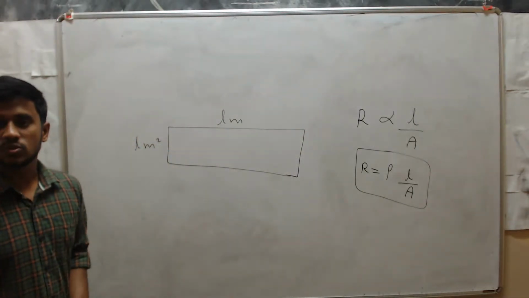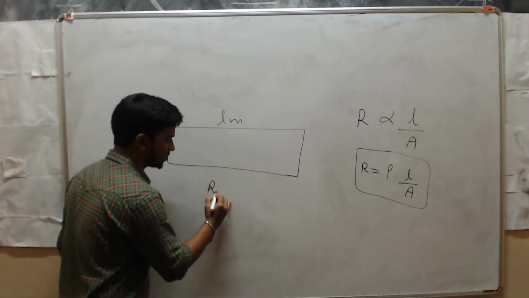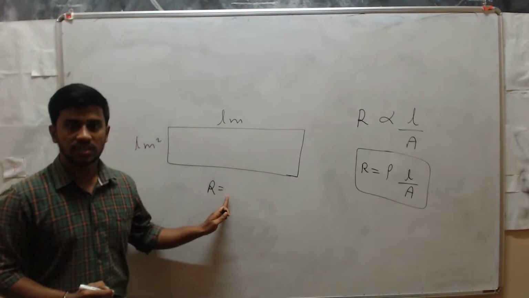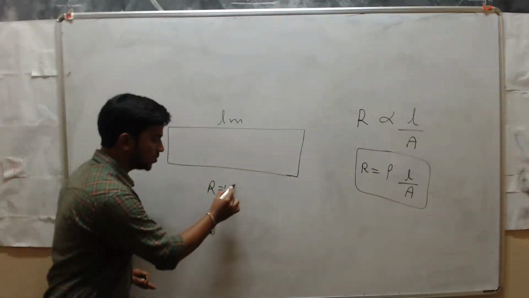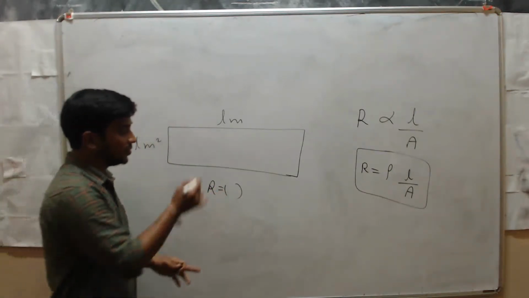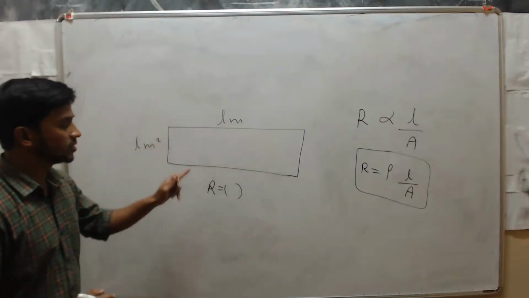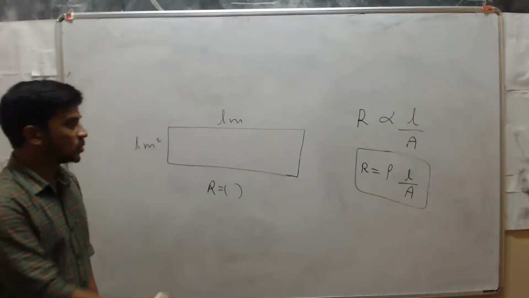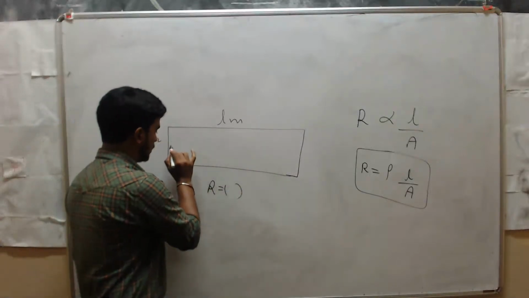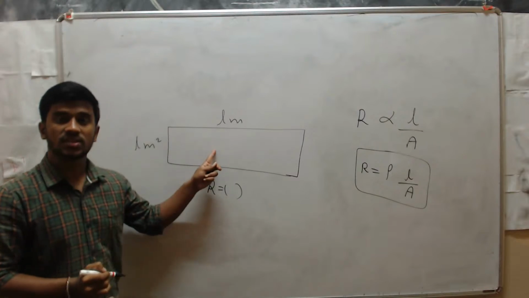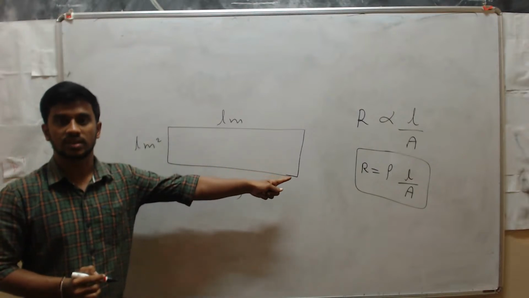So that opposition means what? We call it resistance. Okay, resistance. Here you will get one value, because here I have considered 1 meter length and 1 meter square area. While moving, electrons will face some kind of resistance. Clear? So that resistance is called resistivity.